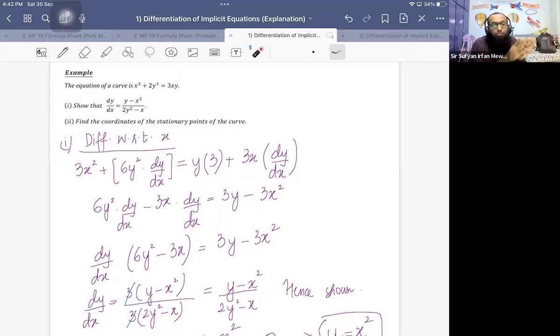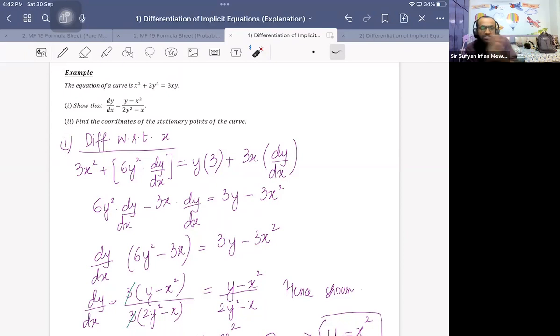So if we get dy by dx in terms of x and y and we equate it to 0, we are not going to get the coordinates directly. Rather, we are going to get a function, and that function will be solved simultaneously with the original equation of the curve. And then we will get x and y both. We'll get x or y, either of them, and then we'll substitute in one of the equations to get the other one. So the process is a bit lengthier, right?